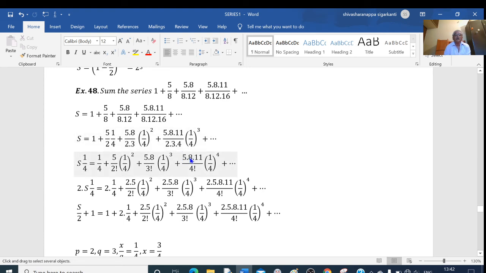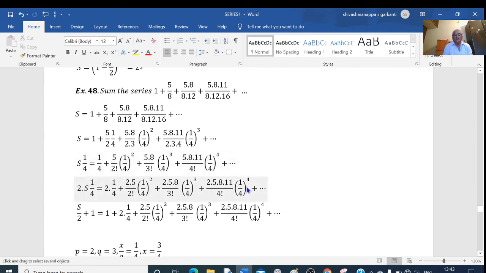That term is, so 8 minus 3 is 5, 5 minus 3 is 2. So I can insert 2 here. Here 2, here 2, here 2, here also 2. That means multiply this equation throughout by 2. Then left hand side becomes 2 into s by 4 equal to here 2 into 1 by 4 plus 2 into 5 by 2 factorial into 1 by 4 square plus 2 into 5 into 8 divided by 3 factorial into 1 by 4 cube plus and so on.